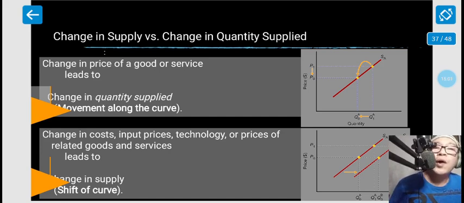Okay? Another one, change in cost, input prices, technology, or prices of related goods and services leads to change in supply or shifts of curve.